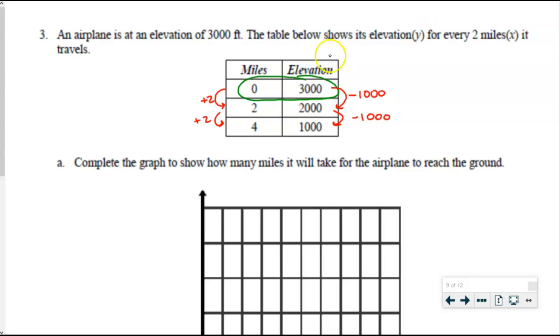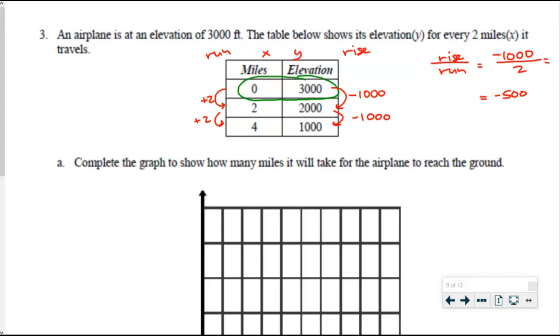As we've seen throughout this, this is going to be our x, this is going to be our y. So if I'm looking at the y values and how the y values are changing, that's the rise. This is the x value and how the x values are changing, that makes that the run. So if I want the rise over the run to figure out the slope, I can see that is going to be negative 1,000 with a run of 2. And that just simplifies to negative 500.